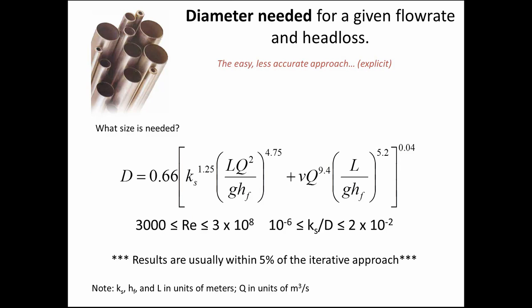There is another approach to finding the diameter of a pipe that's required, and it's an explicit equation, but it's a pretty complicated equation. We're taking expressions to the 4.75 power, to the 5.2 power, to the 0.04 power. And so just to give you a sense for how that operates, we have a pencast example of that as well.